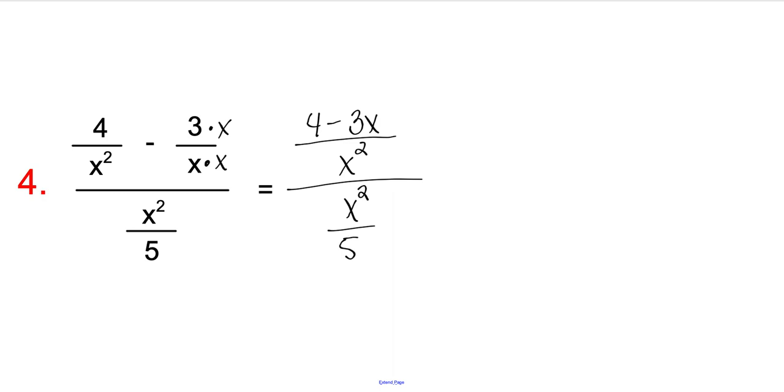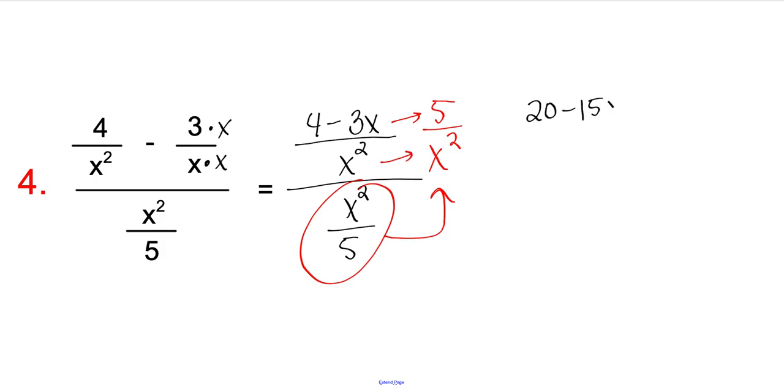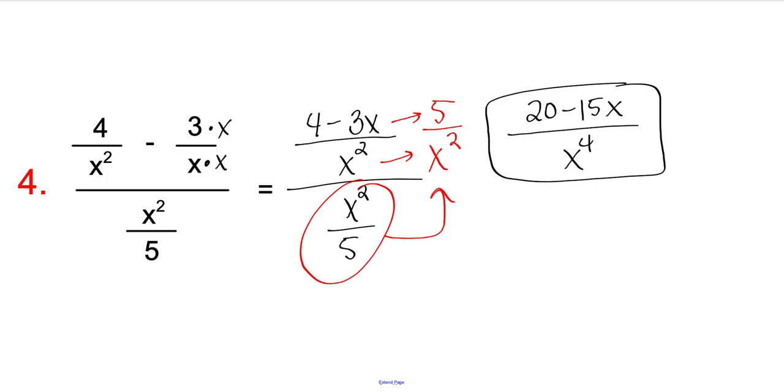And now we take our bottom. This is our skip, flip, multiply step. So 5 goes to the numerator, x squared in the bottom. Multiplying straight across, just like before. Then we have 20 minus 15x over x to the 4th. And there you have it. Okay? So we combined our numerator fractions, and then we did our skip, flip, multiplying step.